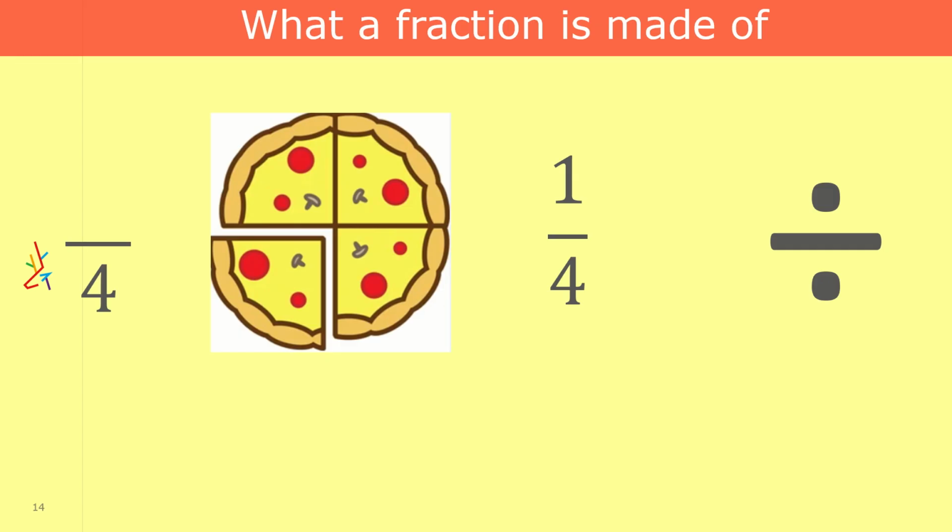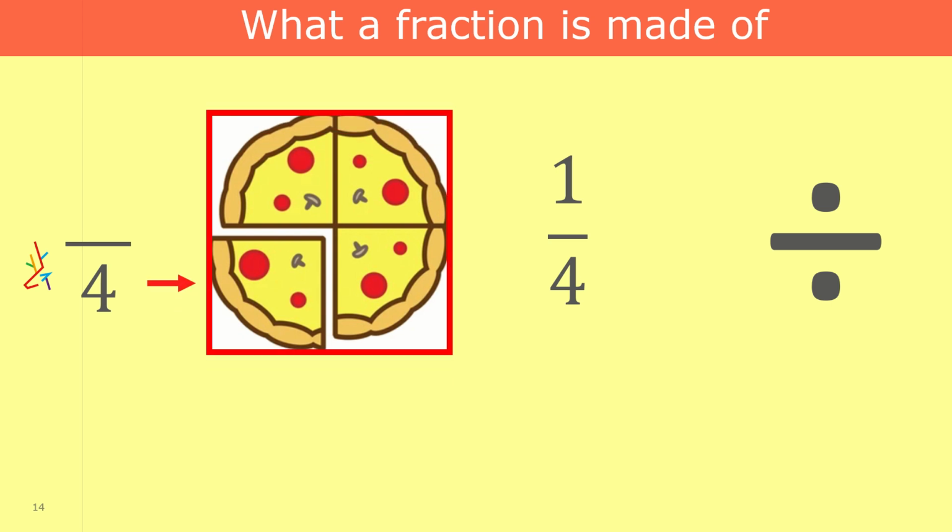So what's it made of? Well, the first thing it's made of is how many slices of pizza there are. What I mean by that is, in this picture you've got 1, 2, 3, 4 slices of pizza. That makes up the whole pizza. So the denominator, or the bottom number, basically means how many slices you've got, or how many parts you've got to make one whole.